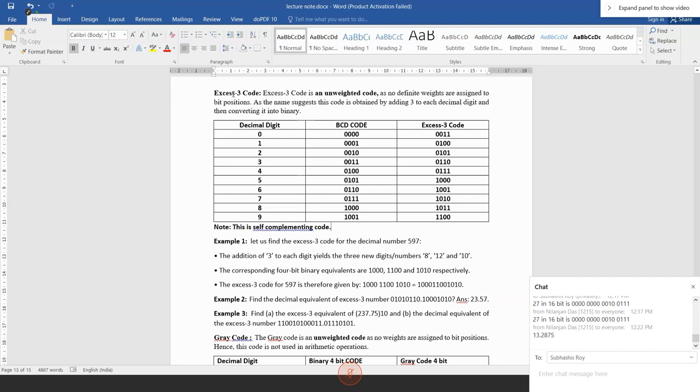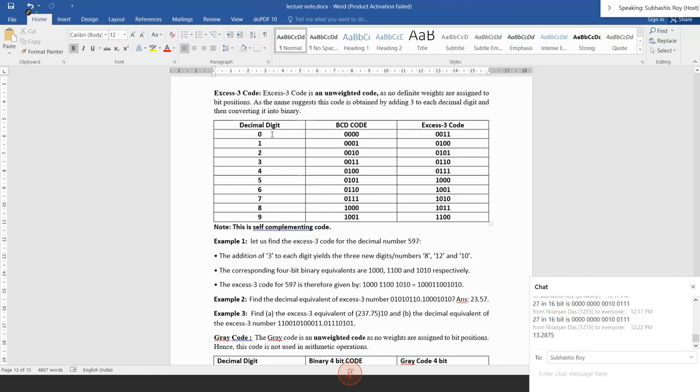So basically, if a number is given in decimal, that is 0, then the corresponding BCD code we already know. And what will be the excess 3 code? Just adding 3 with this number. So 0 represented in excess 3 code is 0011. So you have to add 3. So 0 plus 3 is 3, so this is the combination for 3.